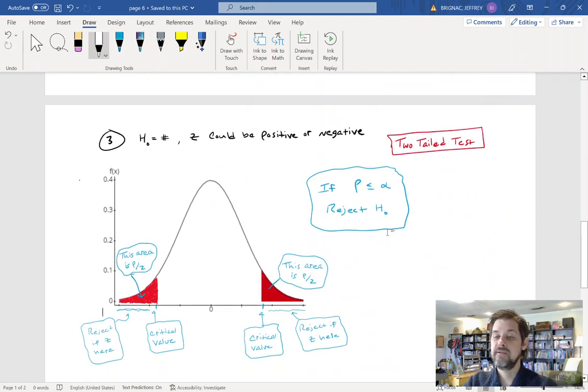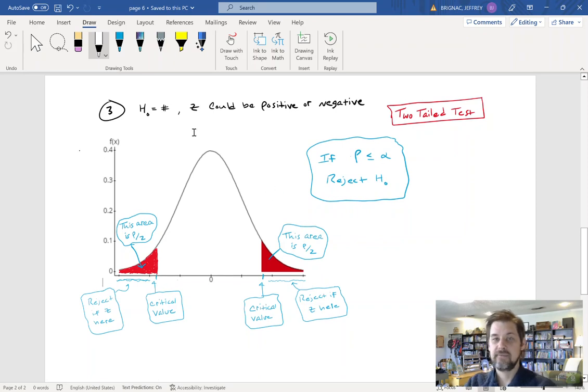And then there's the two-tailed test, where we will be in that situation if H naught is equal to a number. In that case, z, the standard test statistic, could be positive or negative. When we look on our standard normal curves, the area in either tail, because we're going to have two tails here, is p divided by 2.